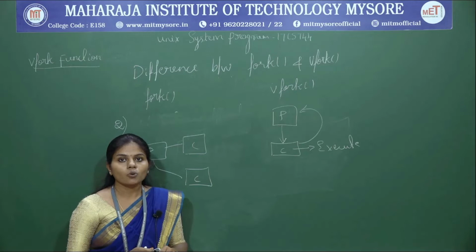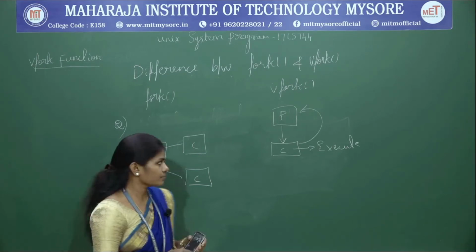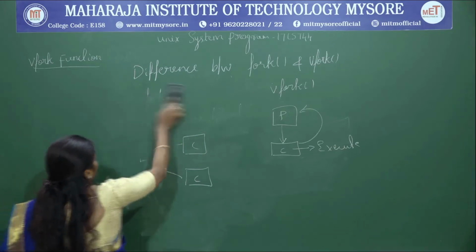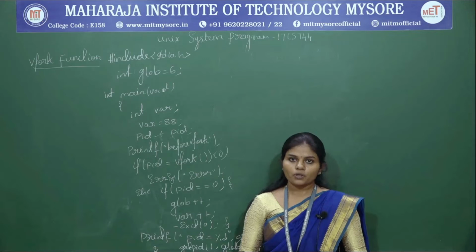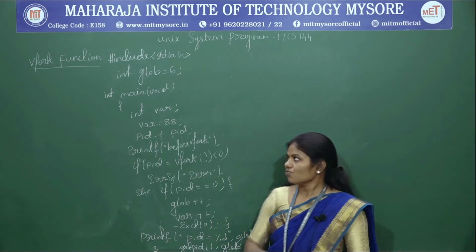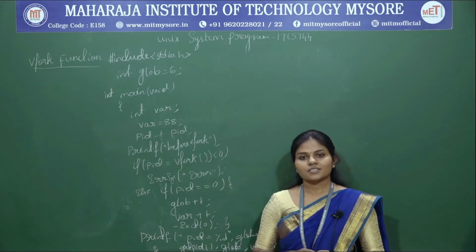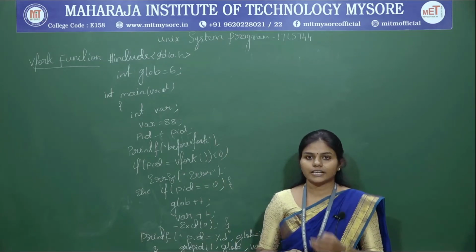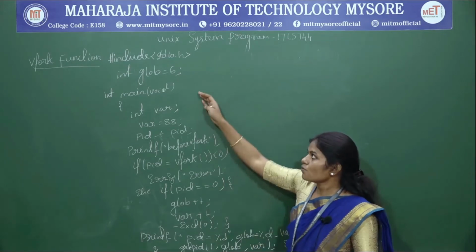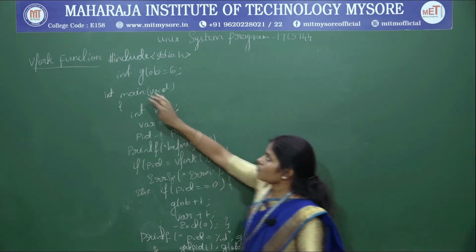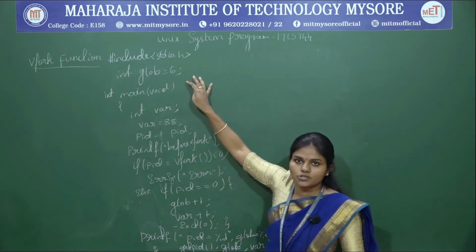So let us see how this is going to work with a simple program. Let me explain how the v-fork command is going to work with a simple program. Here, it is the same program we studied in fork, but with little changes. Let us see what changes we made for the v-fork function. Here, I am going to declare the global variable, global equal to 6.